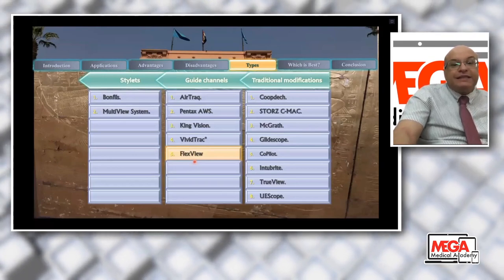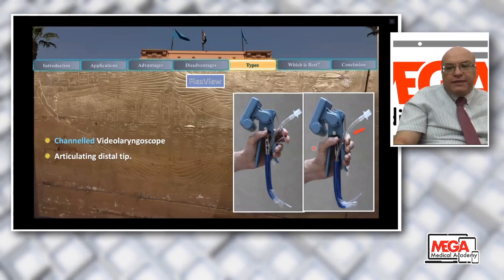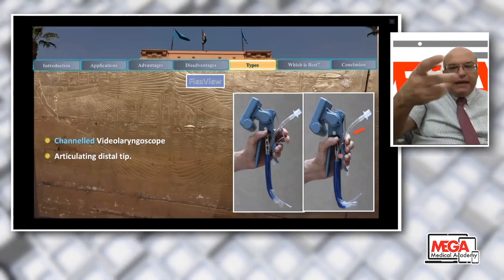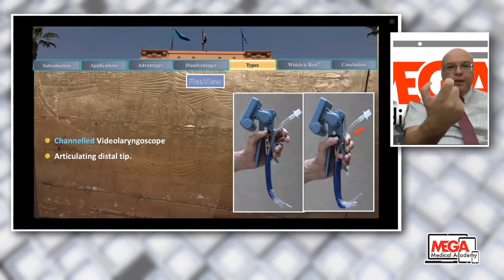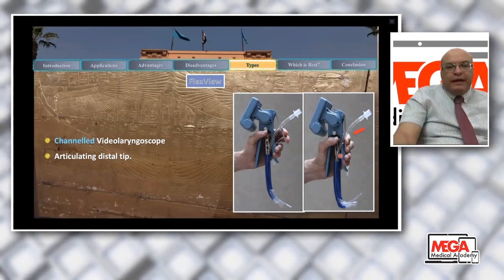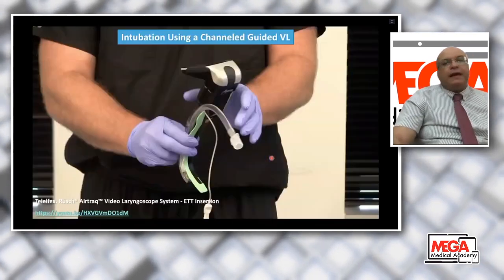The next channeled video laryngoscope is FlexView. FlexView, as you can see, we have a grip. This grip leads to an articulating tip that moves forward. It is a channeled video laryngoscope and it's described to be used in pediatrics.